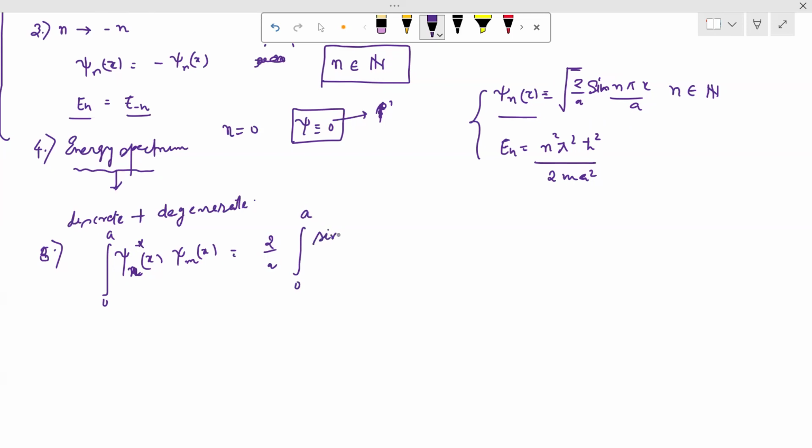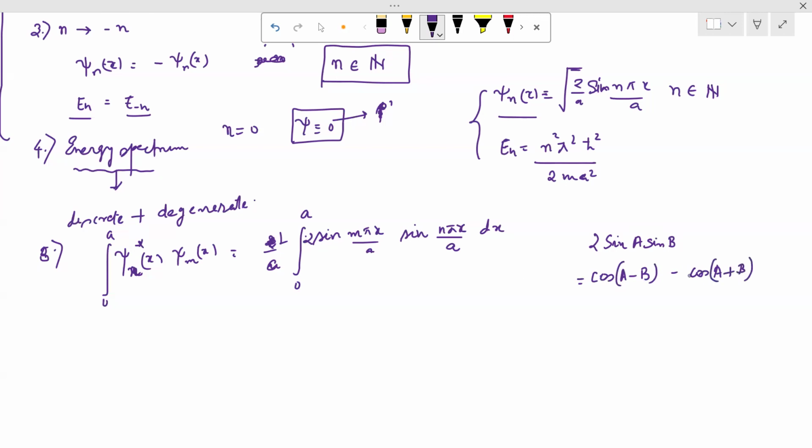This will be simply sine of m pi x upon a into sine of n pi x upon a dx. And here, if I just assimilate this 2, I'll take 2 inside. And if you don't even remember, I also at times forget this formula. What is 2 sine a sine b? I think it is cos of a minus b minus cos of a plus b. I hope it is right.